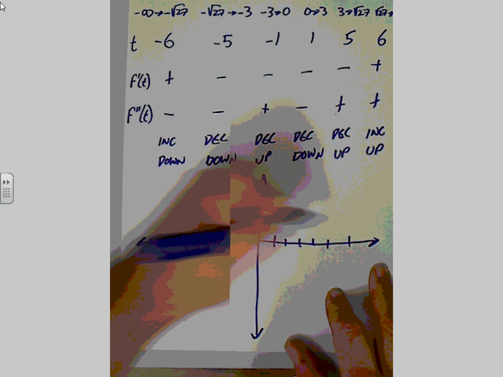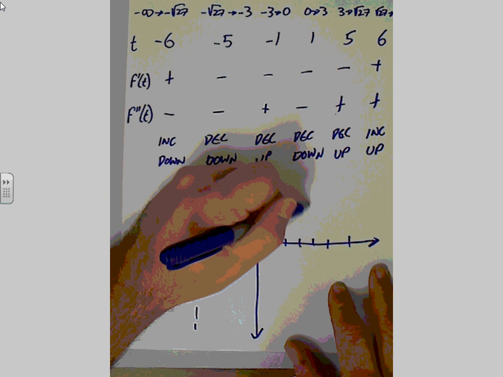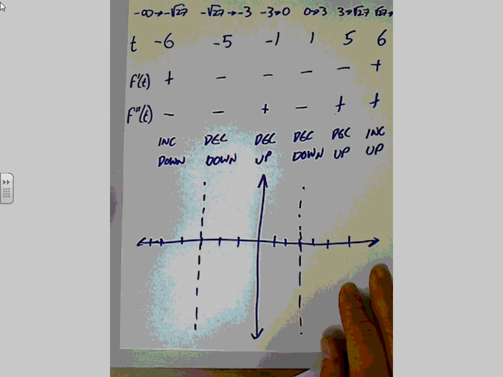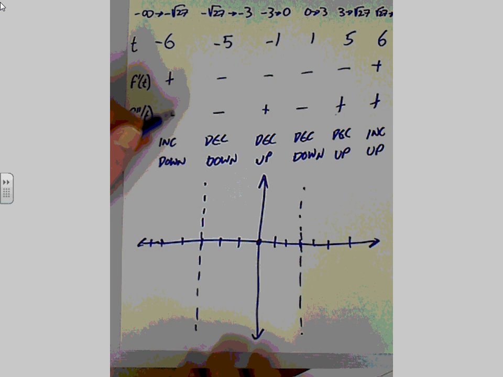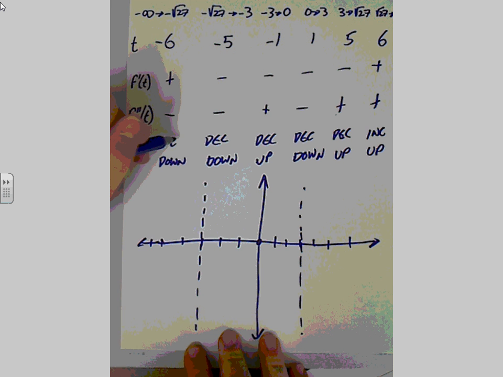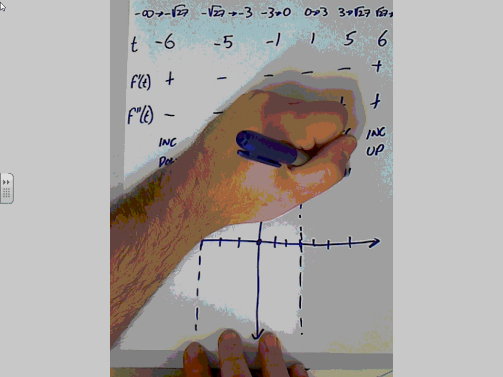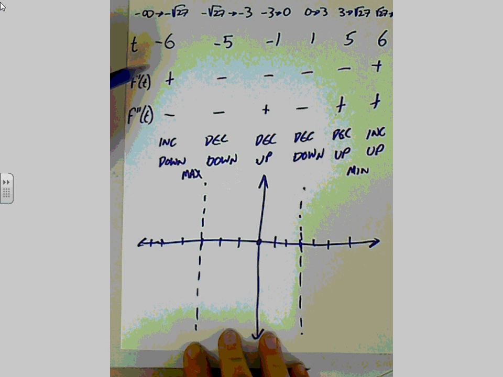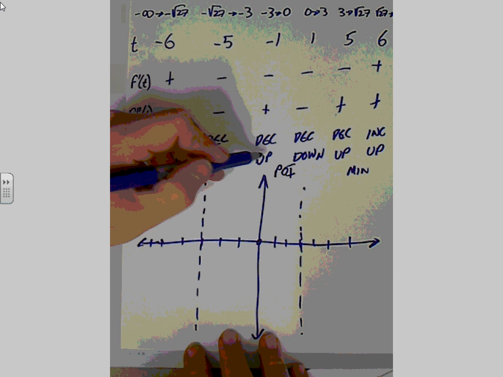Okay, vertical asymptotes. There we are. Okay. We knew the y-intercept. We did all that on the other screen. Let's see, we went from increasing to decreasing here, so we had ourselves a max. We went from decreasing to increasing here, so we had ourselves a min. Concavity changed right there, so we've got a point of inflection. That's at 0.